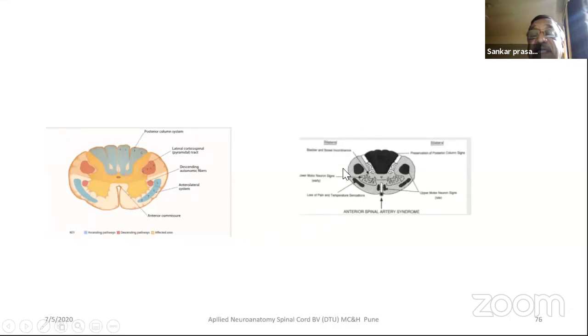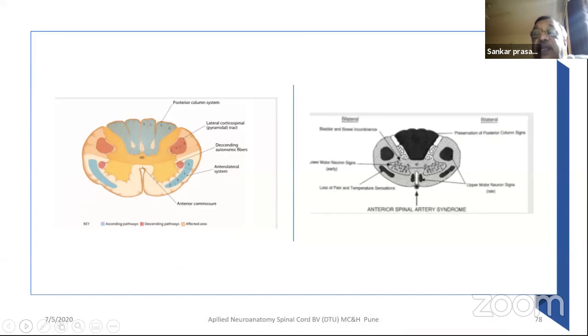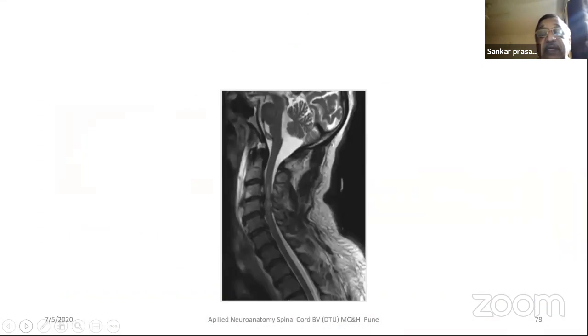And you see, this is the anterior spinal artery syndrome, which involves the corticospinal tracts as well as the anteriorly placed tracts, that is the spinothalamic, sparing the posterior columns mostly. Okay, and the same thing has come again. And so what type of manifestations can this individual have? You see this MRI, and this is C2, C3, and C4. What are you seeing here?